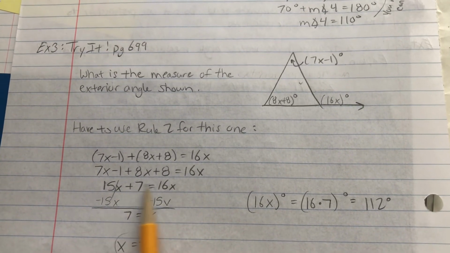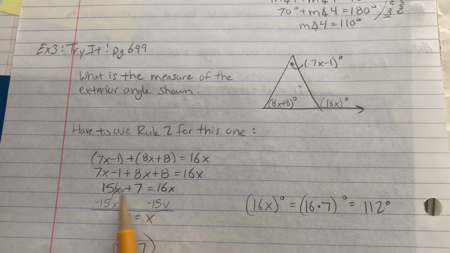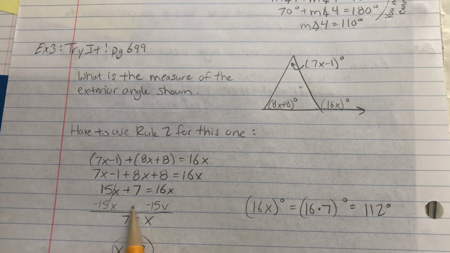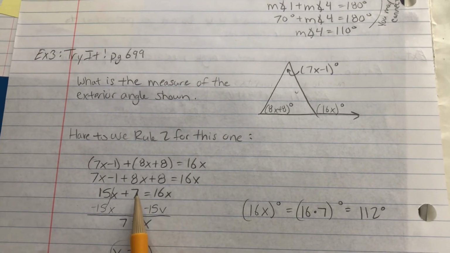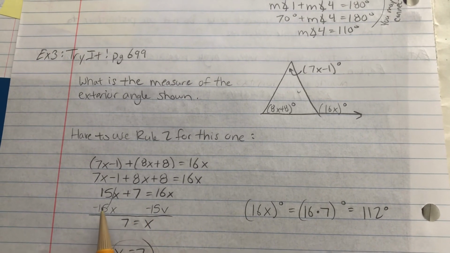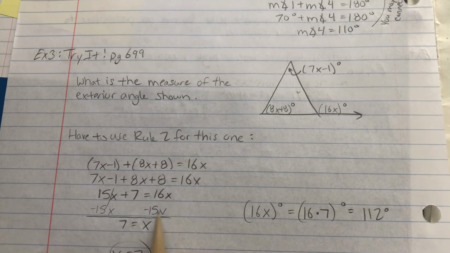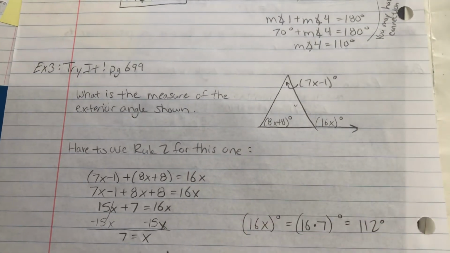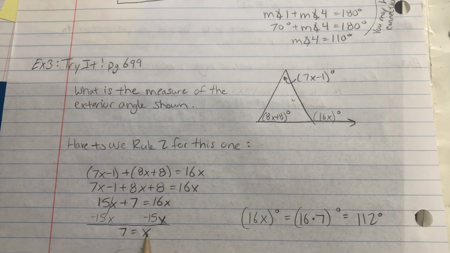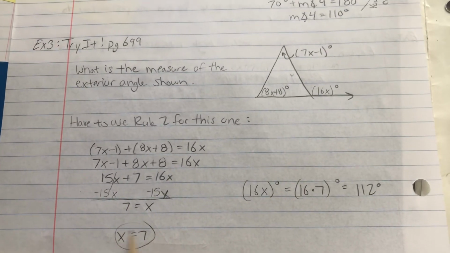Now we have variables on both sides. So I'm going to move the 15x to the other side and combine it with the 16x, so I can get variables on one side and constants on the other. So I subtract 15x. That kind of looks like a very sloppy V. There we go, 15x. And we get 7 equals x. So that means our value of x is 7.